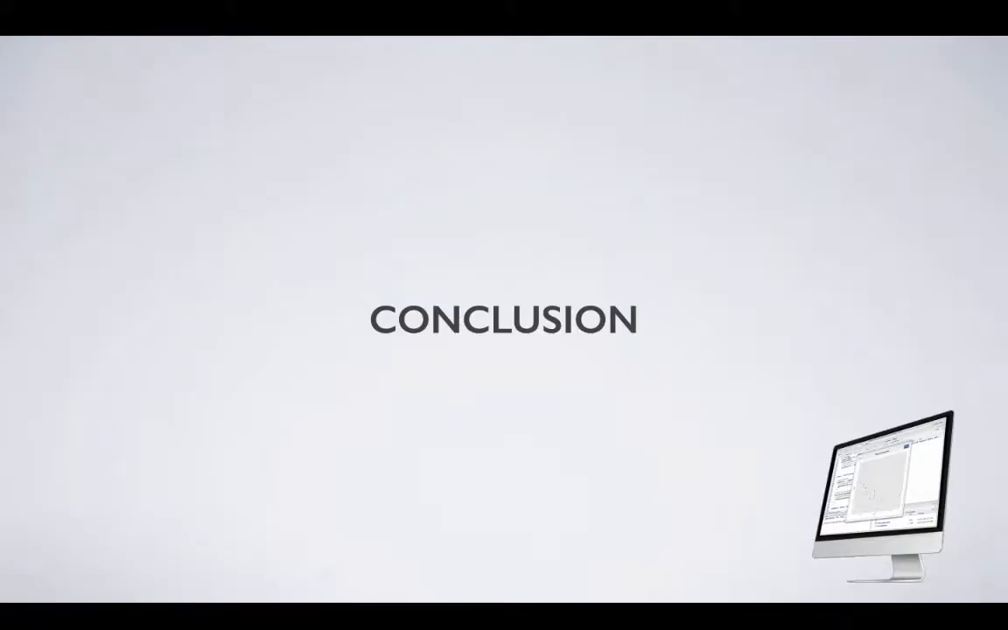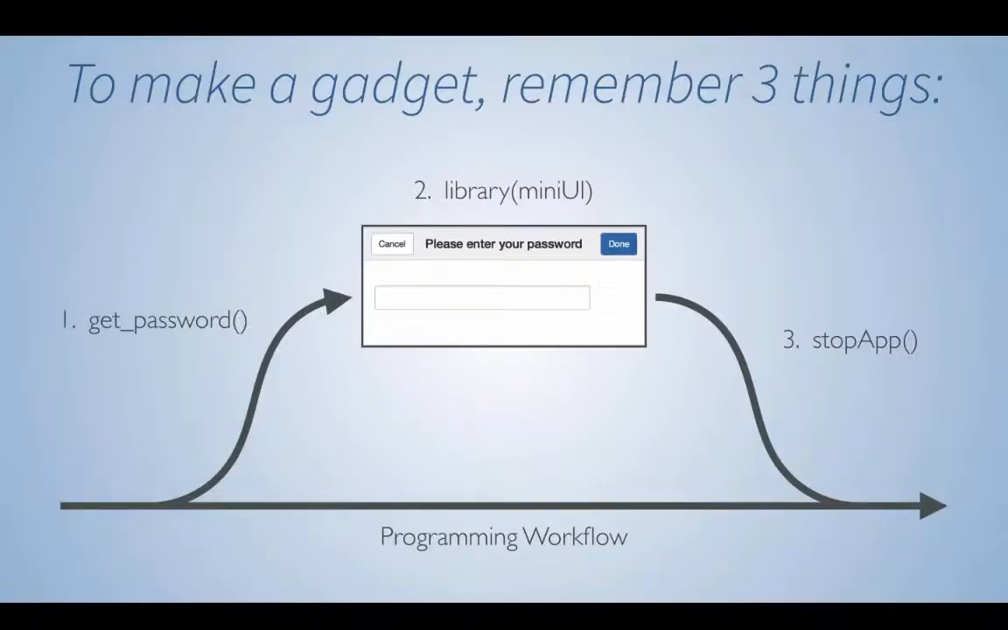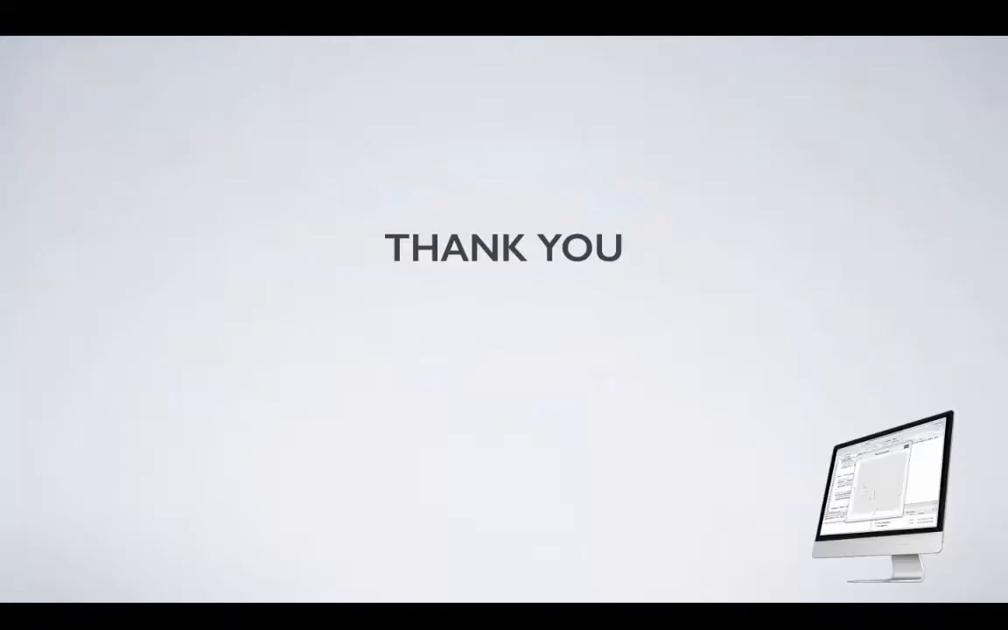All right, so to conclude, to make a Shiny gadget, just remember you need to save it as a function, use package miniUI to create the user interface, and then use stopApp along with an observeEvent statement to return values back to whatever function called your gadget.